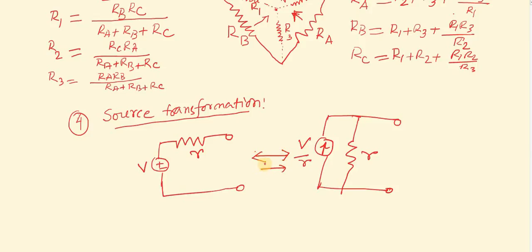And this is vice versa, actually. A voltage source in series with a resistor can be transformed into a current source in parallel with the resistance. The value of the current source will be the voltage source divided by the series resistance. This is the basic transformation technique.